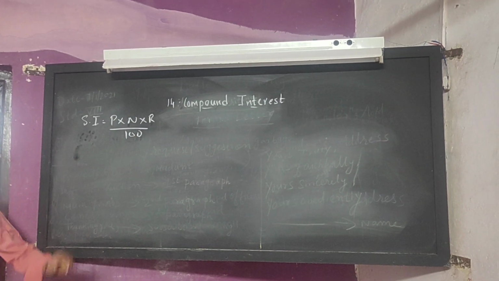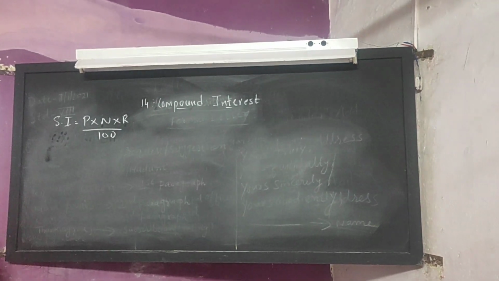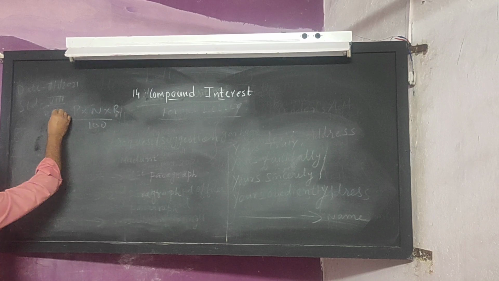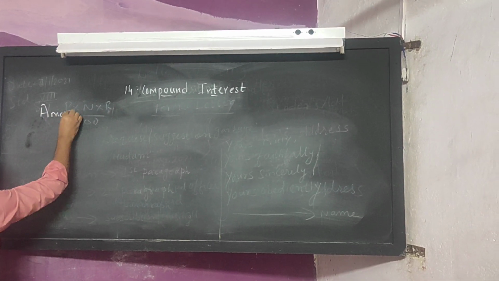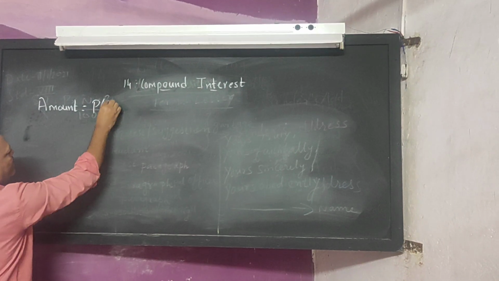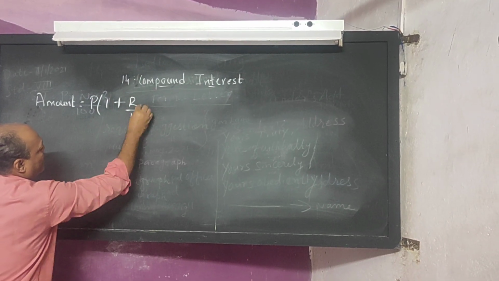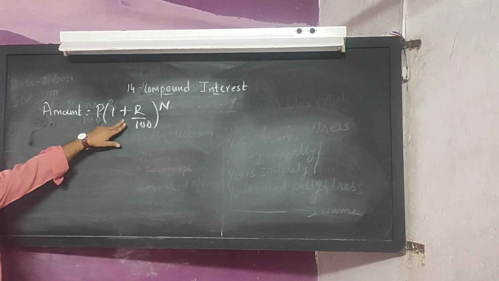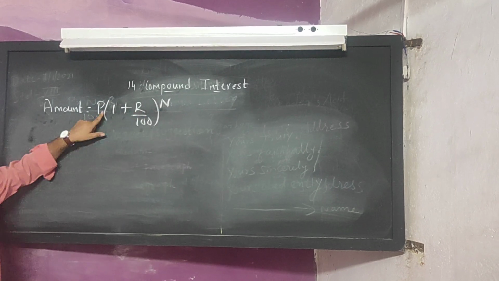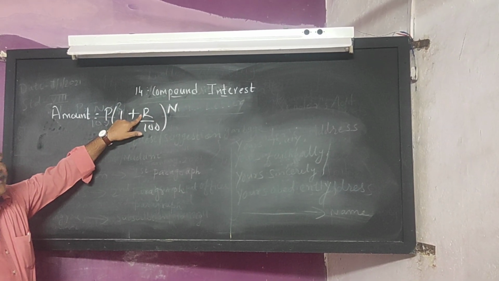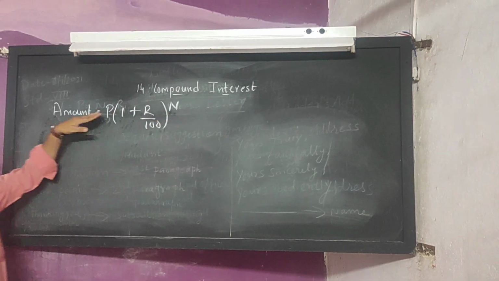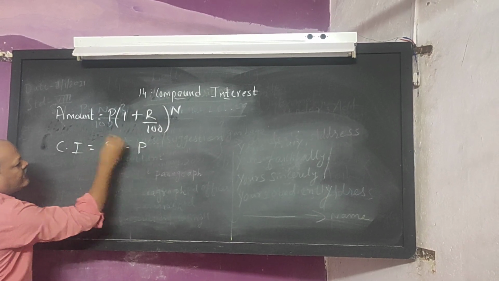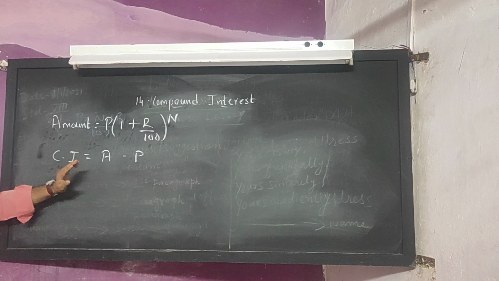Now in the 8th standard we are going to start with a new topic, that is compound interest. To find the compound interest, first of all we should know the amount. The formula to find amount is principal into 1 plus R upon 100, bracket raised to N. P means principal, R means rate of interest, N means number of years, and this is the amount. Then you can find the compound interest. The compound interest formula is amount minus principal.